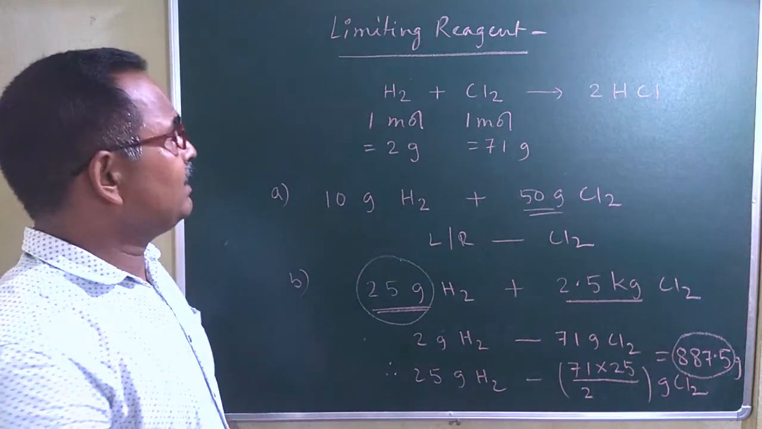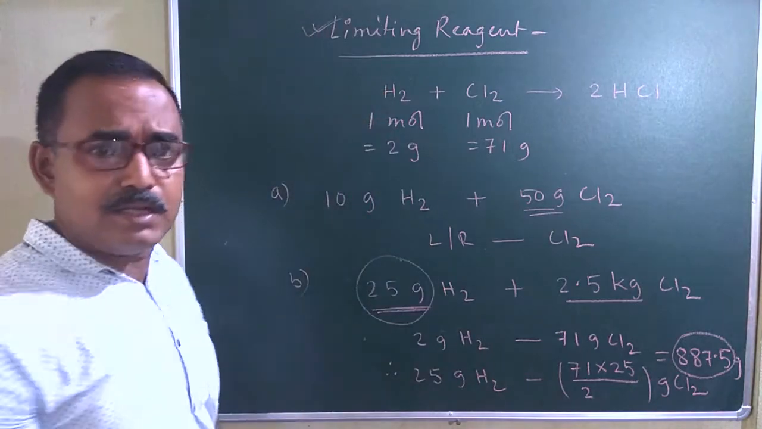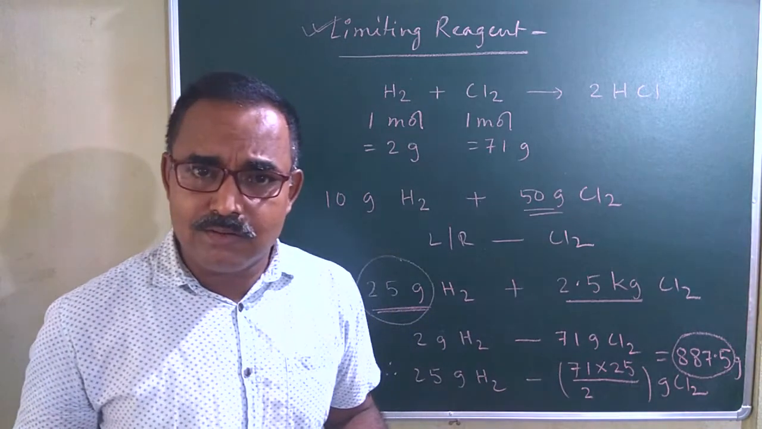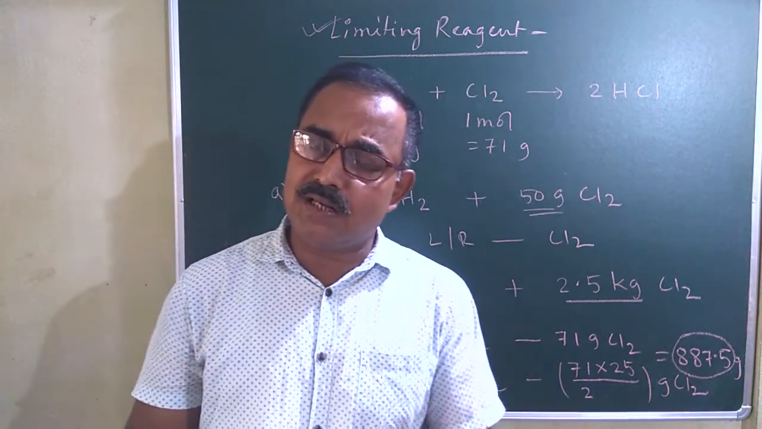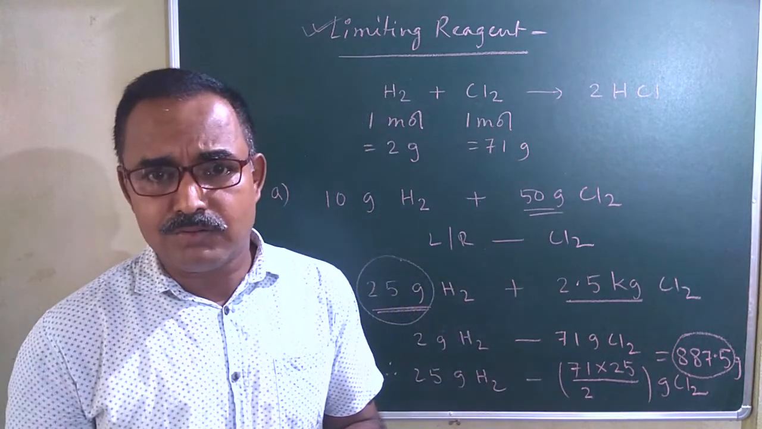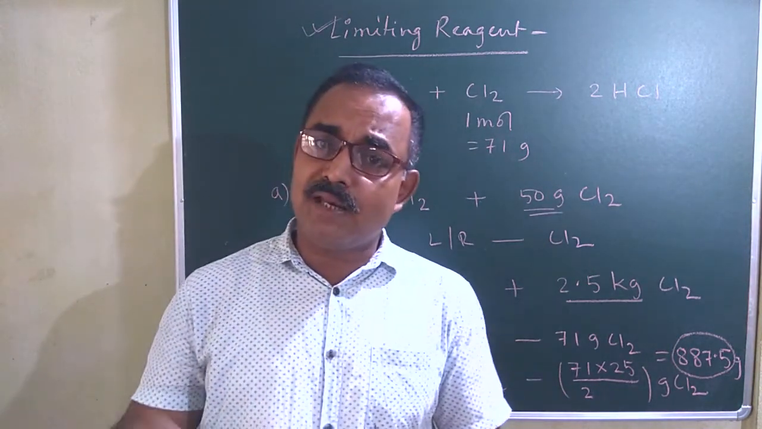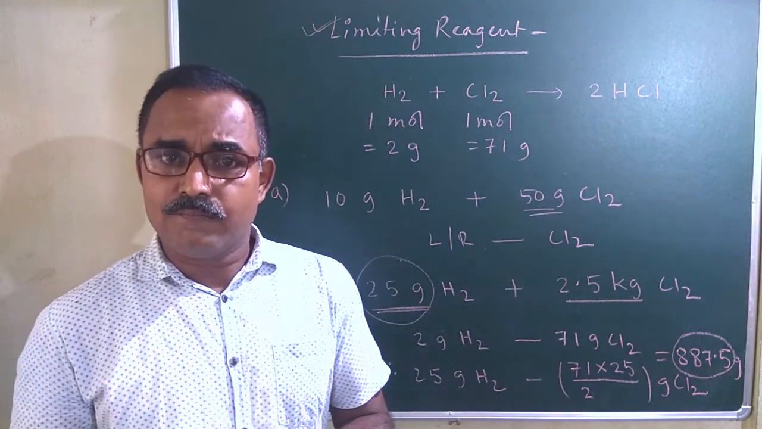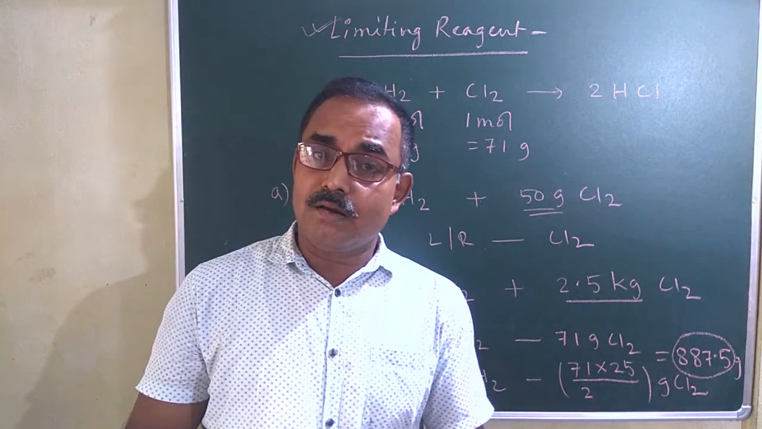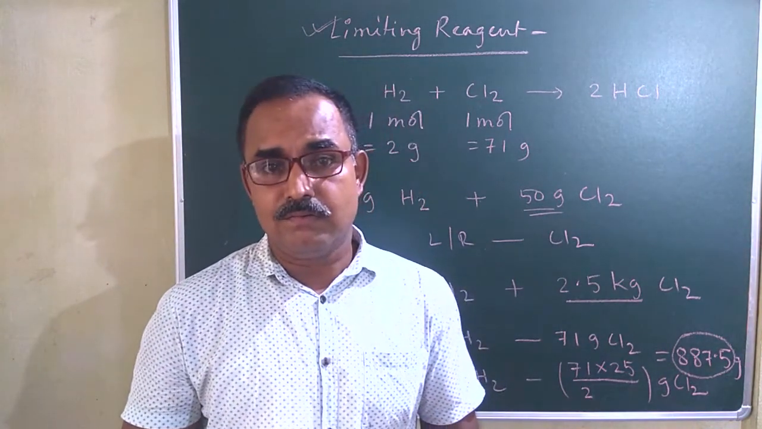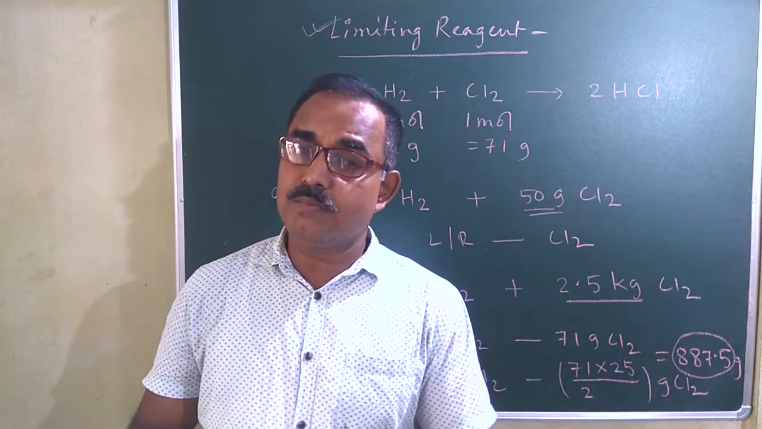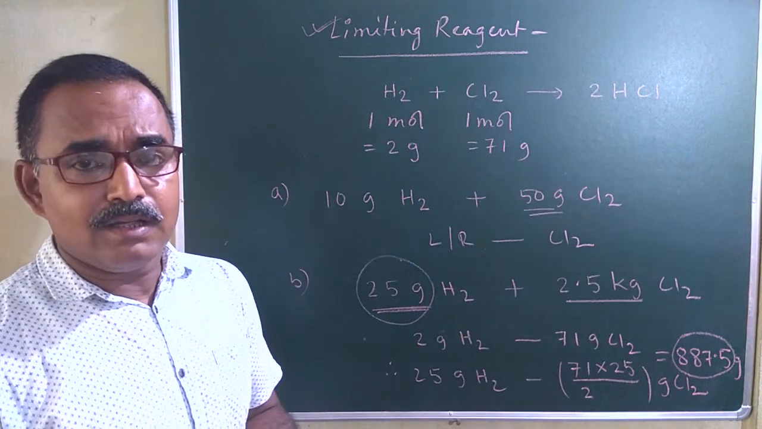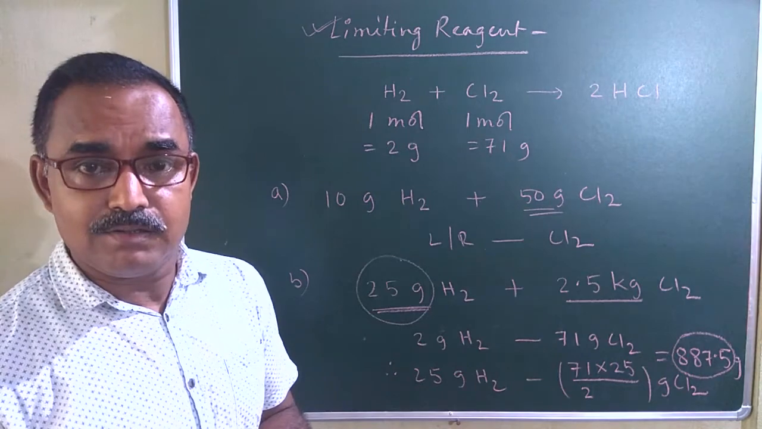So I think you have understood the concept of limiting reagent. What is limiting reagent? If in a reaction we have more than one reagent, and one of the reagents is present in lesser stoichiometric amount, then that reagent will determine the amount of product obtained, and it is called limiting reagent. The limiting reagent would be used up completely, the other reagents would be left unreacted.